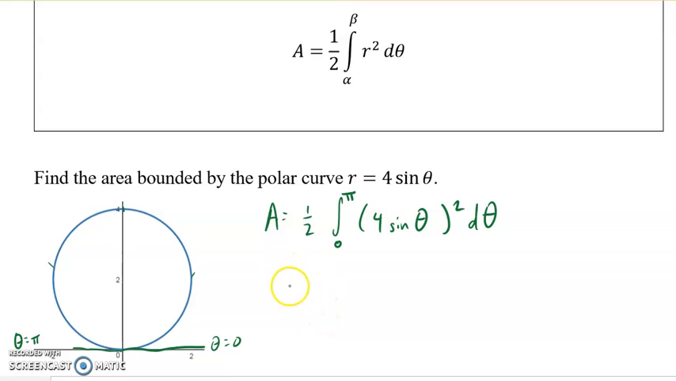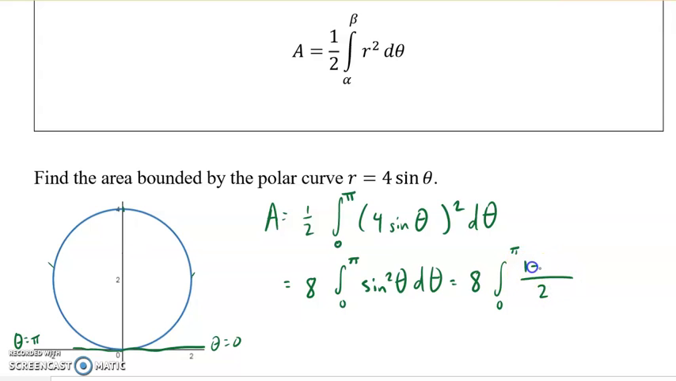All right, so anyway, this is something that I think we can handle. We've got 1/2 times 4 squared, which is 8, times the integral from 0 to pi of sine squared of theta, d theta. And if you recall, the way we can deal with the integral of sine squared of theta is with the power reducing identity. The power reducing identity says that we're going to do the fraction 1 minus the cosine of 2 theta all over 2, right?